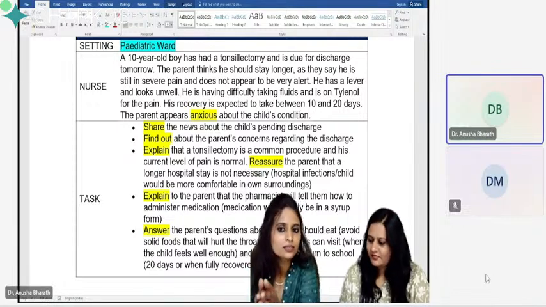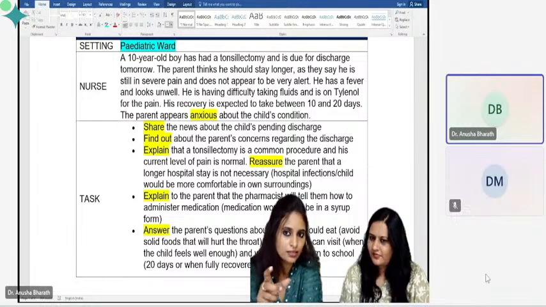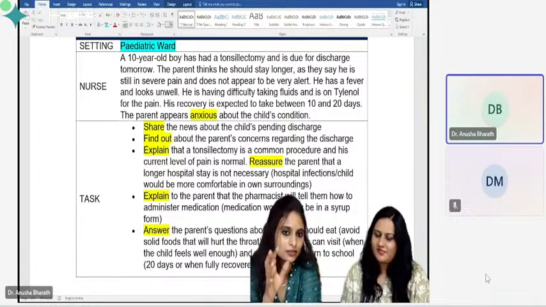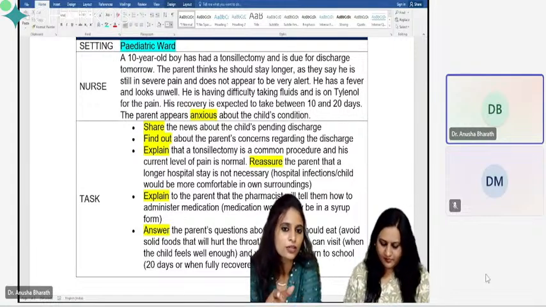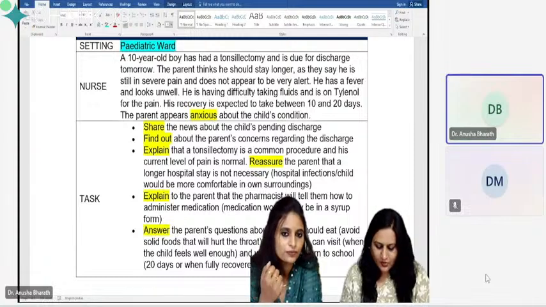So we have to understand that this patient especially has been there for quite some time, probably 4 or 5 days, and now they are due for discharge.